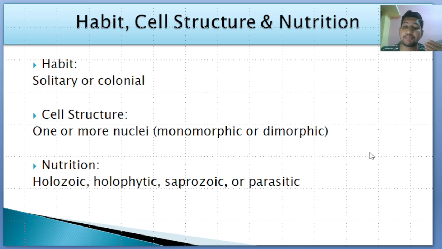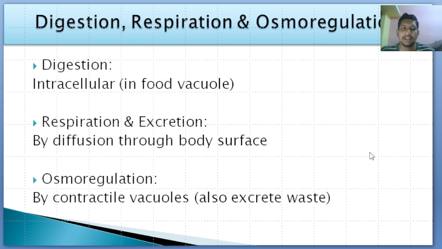They are called saprozoic animals. Parasitic means they are dependent on other animals. Okay. Now we are going to study about different physiological processes. So till now we studied some of the important morphological characters, and you can say their habitat, cell structure and nutrition, locomotion, that we studied.